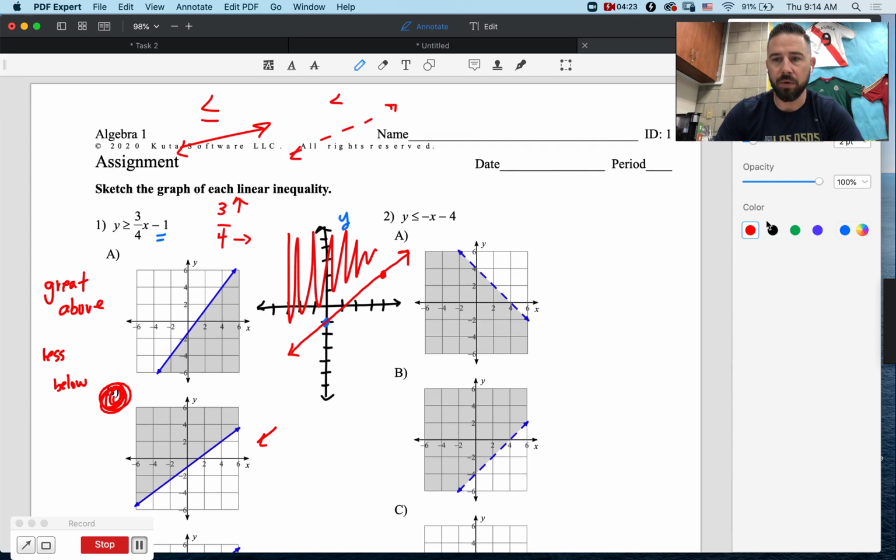Now let's go to number 2. And I'm actually going to change number 2, because you see how we have a fraction in front of the x?